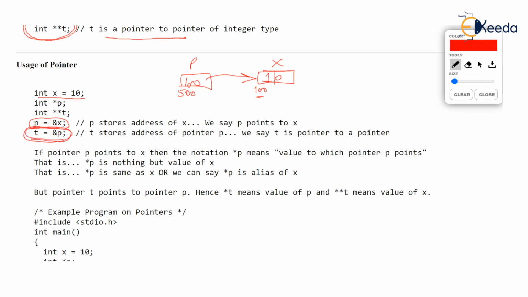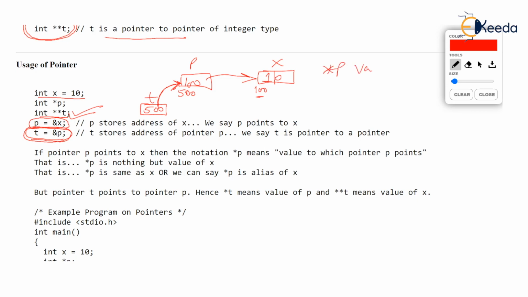So you observe t is a pointer, but it is a pointer to a pointer. So t is also a variable. It's a pointer and it will literally store 500, because t is storing the address of p, and the address of p, observe in the picture, is 500. So t will point to the pointer p. So t is a pointer to a pointer, correct or not? I hope you understand.